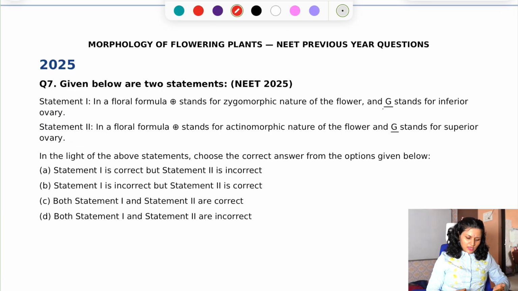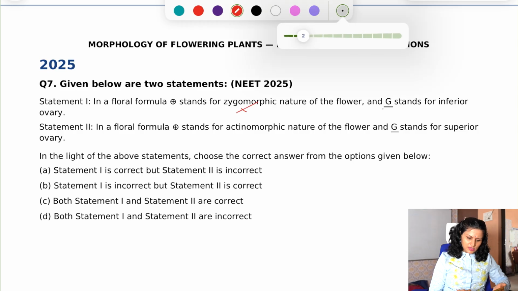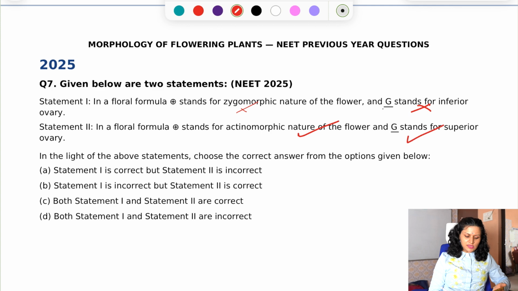In a floral formula, this symbol is for zygomorphic nature of flower. This is incorrect. It's for actinomorphic nature of flower, isn't it? And this symbol stands for inferior ovary. That's wrong. This is for superior ovary. Statement 2, in a floral formula, this stands for actinomorphic nature of the flower, and G with a bar underneath stands for superior ovary. This is correct statement. Statement 1 is incorrect, but statement 2 is correct. Question 7, option B is correct.